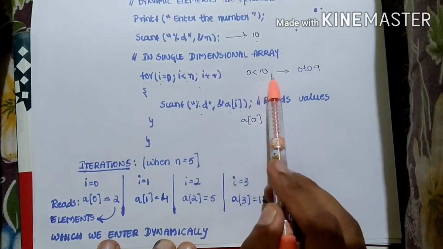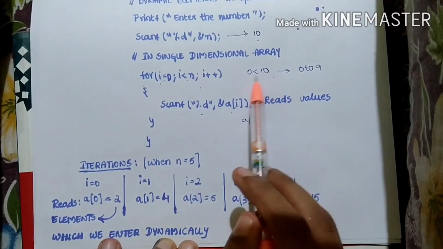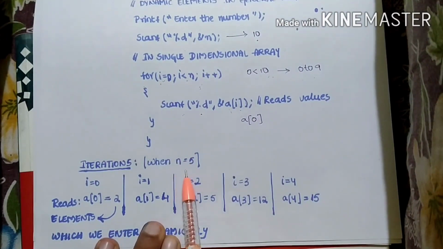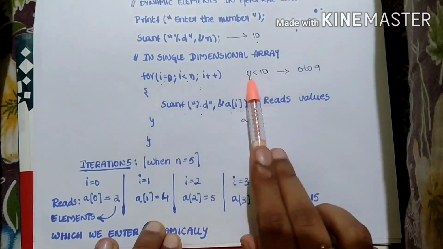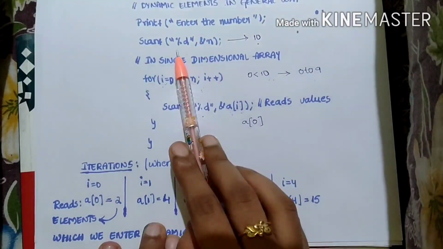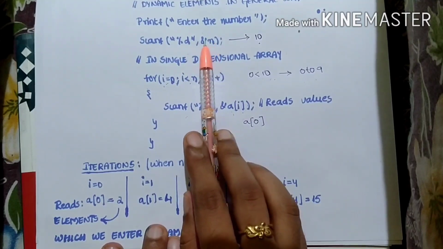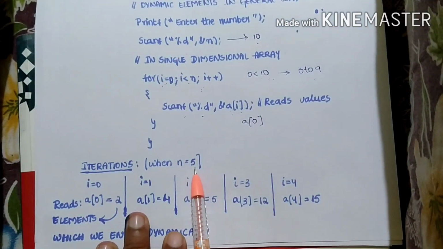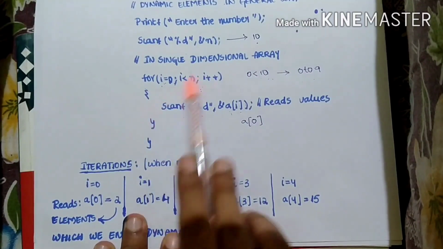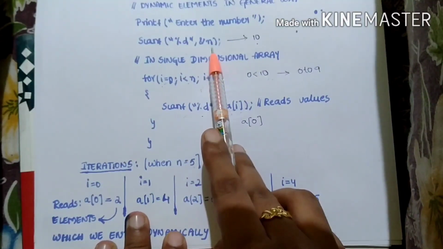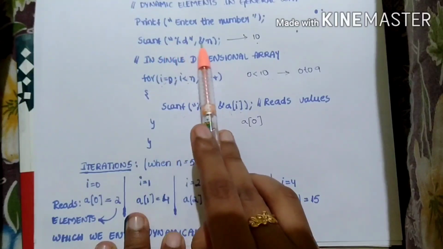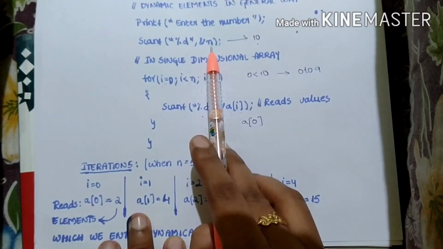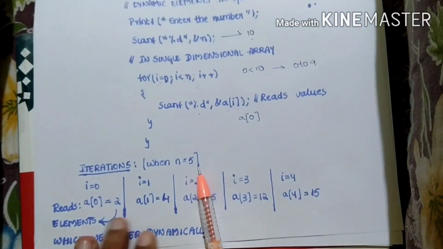Here I have taken the example for 10. It takes more time to explain, so I am taking n is equal to 5. Don't consider 10 over here. In the output we will be asked to enter the number. Then I have entered n is equal to 5. That is stored in the address of n. So this 5 will be in the address of n. It will be assigned to n, so n is equal to 5.